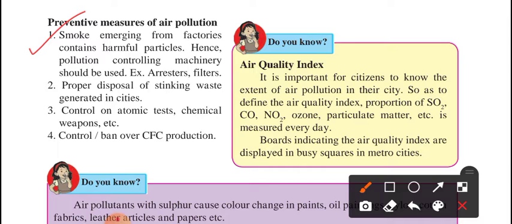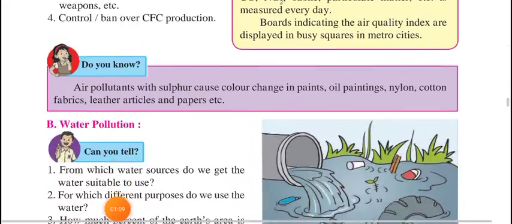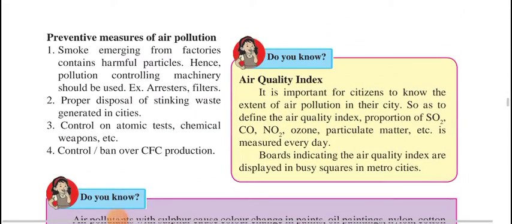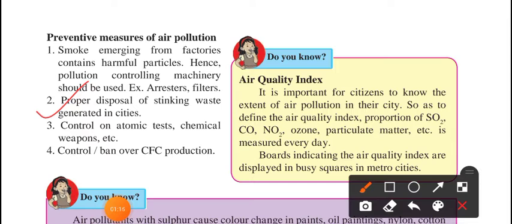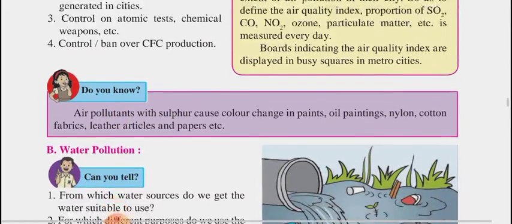Okay, point number 2 is proper disposal of stinking waste generated in cities. Whatever stinking waste is there, proper disposal should be there. Otherwise, if we spit anywhere, then a lot of stink will come into the environment. So that is also a part of air pollution. Control on atomic tests, chemical weapons, etc. Control, or we can say a ban, over CFC production. So these are the preventive measures of air pollution.